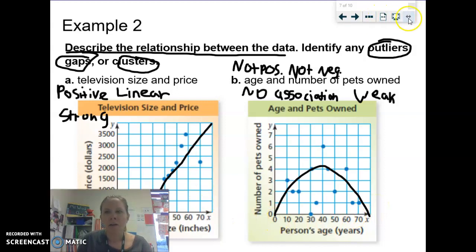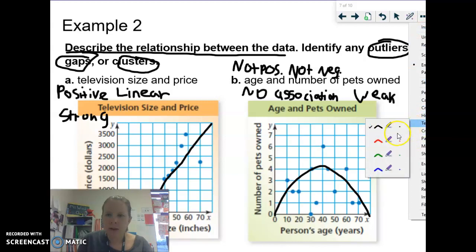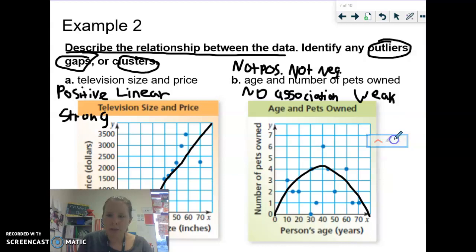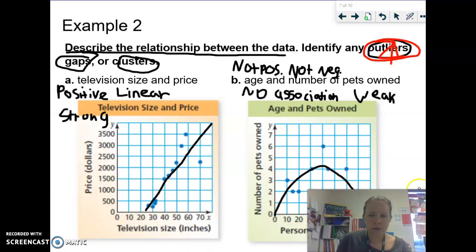All right. So when we start looking at this one, I'm going to see if I can change my pen color here, or otherwise I will move on to a different part. Let's start talking about what are your outliers, your gaps, and your clusters. So for my outliers, let's look at this one. I'm going to try and make this red. Okay, there we go. So those outliers were those ones that I was talking about that just don't seem to follow the trend as everyone else.